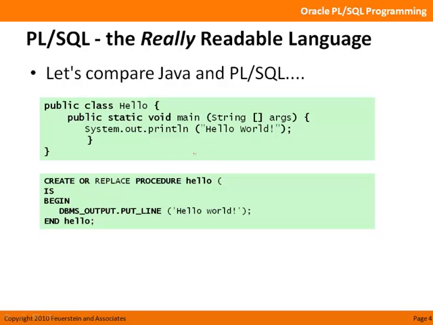Where does the executable section begin in a Java class? Well, actually, there isn't really a separate executable section from, say, the declaration section. But the body of the code for this method starts with an open squiggle and ends with an end squiggle. In PLSQL, where does the executable section begin? With the word begin. Where does it end? With the word end. Nice and easy and straightforward to look at, read, and understand.